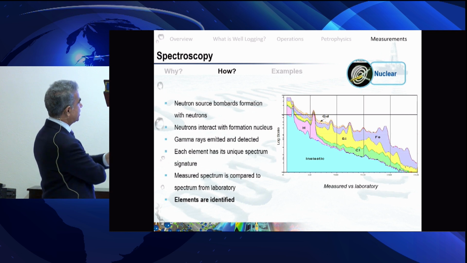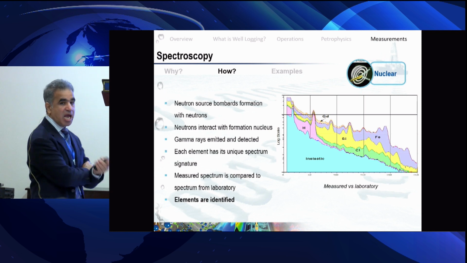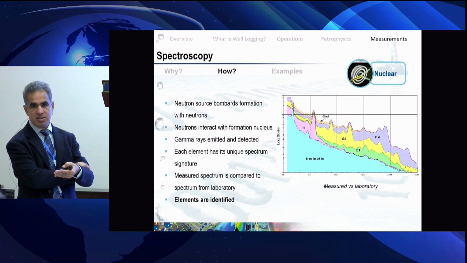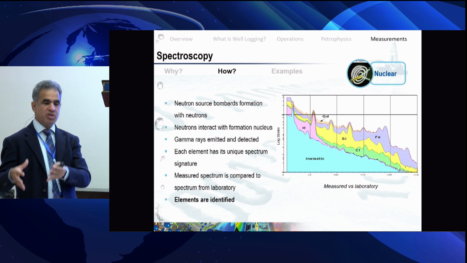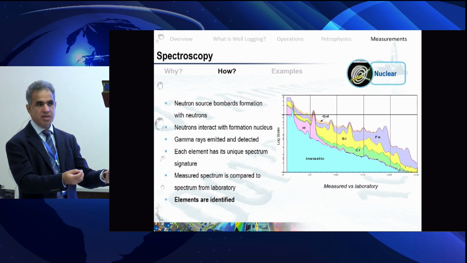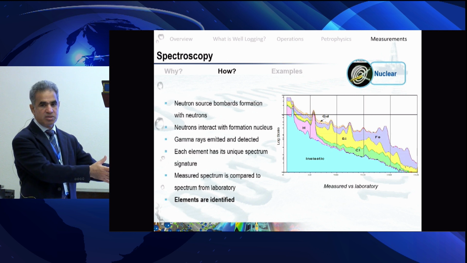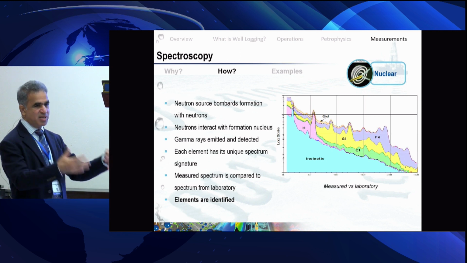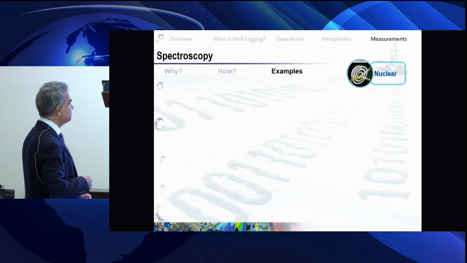So basically, with this spectroscopy, we are interested in different elements. Rocks are made by minerals, minerals are made by elements. If we can figure out the elements, we can make the minerals, with certain modeling, certain combinations, and then go into the rocks. So spectroscopy gives us elements, minerals, rocks. This is how the sequence is.